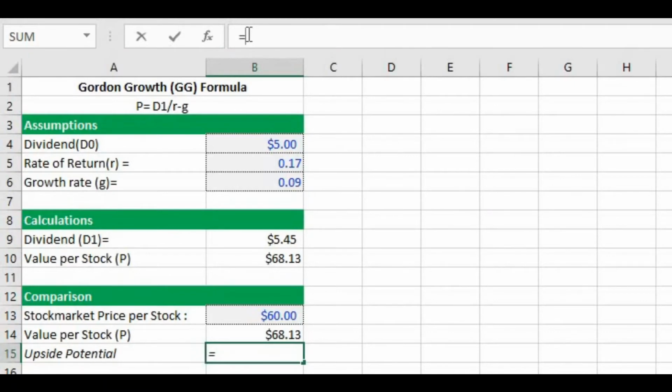So you have to go to the formula bar and input the values. We have here an equal sign, then click the cell B14 or the value per share, followed by a slash or a division sign, and then B13 or the stock market price, minus 1, and then press enter to see the answer. So our upside potential is equal to 13.5%.